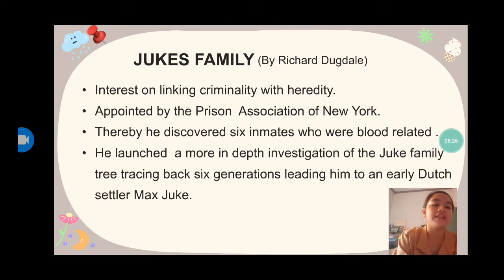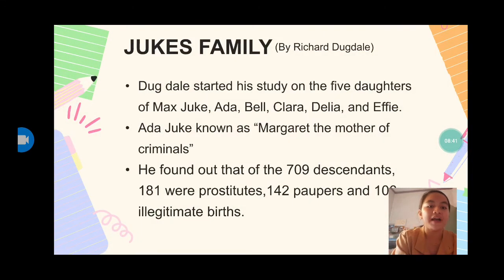So, early criminologists believed that deviant behaviors can be transmitted across generations. The famous family studies are the Juke and the Kallikak families. The Juke family study was spearheaded by Richard Dugdale, a sociologist and a prison reformer. Dugdale had an interest in linking criminality and heredity, and he was appointed by the Prison Association of New York to make inspections, which provided him the chance to interview personalities and research on prison records.